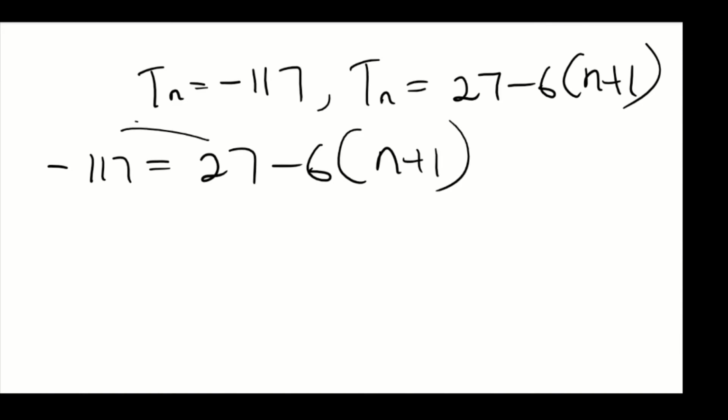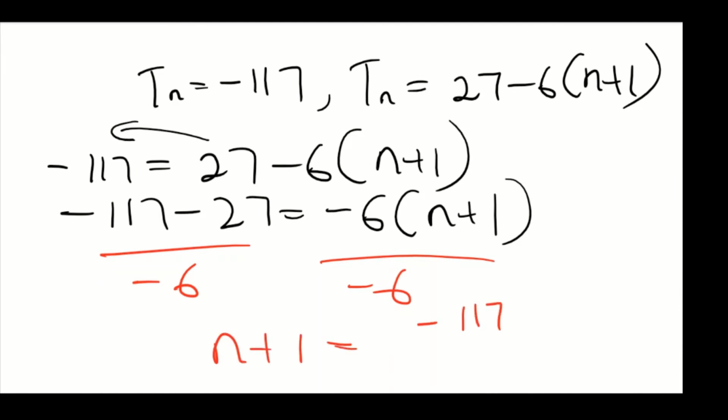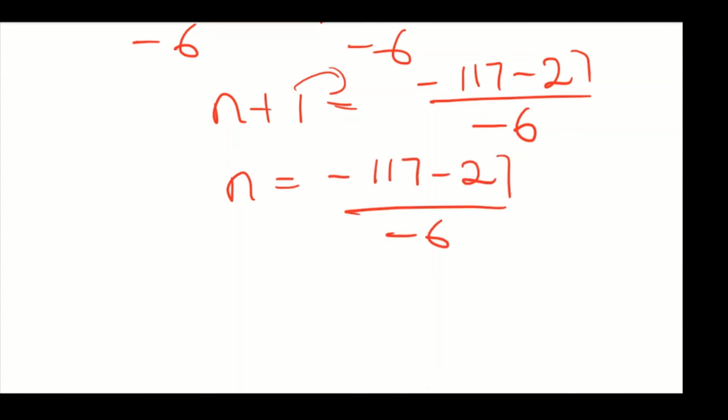Then we're going to transpose the 27 to the other side. We have -117 minus 27 is equal to -6(n + 1). Then we're going to divide by -6 on both sides. We have n plus 1 equals (-117 minus 27) over -6. Then you're going to say n equals, so you transpose the 1 to the other side, you have (-117 minus 27) over -6 minus 1. So your n value is going to be equal to 23.